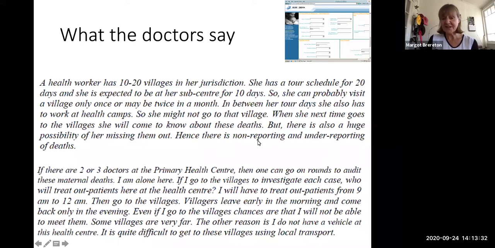And when she next goes, she'll come to know about the deaths, but there's a huge possibility of her missing out on them. So there's non-reporting and under-reporting. Then the second one says, if there are 2 or 3 doctors at the health centre, then one can go on rounds to audit. But if I'm alone and I have to go, who will treat the patients here at the health centre? Also, some villages are very far. There's no vehicle, it's difficult to get there using transport and so on.